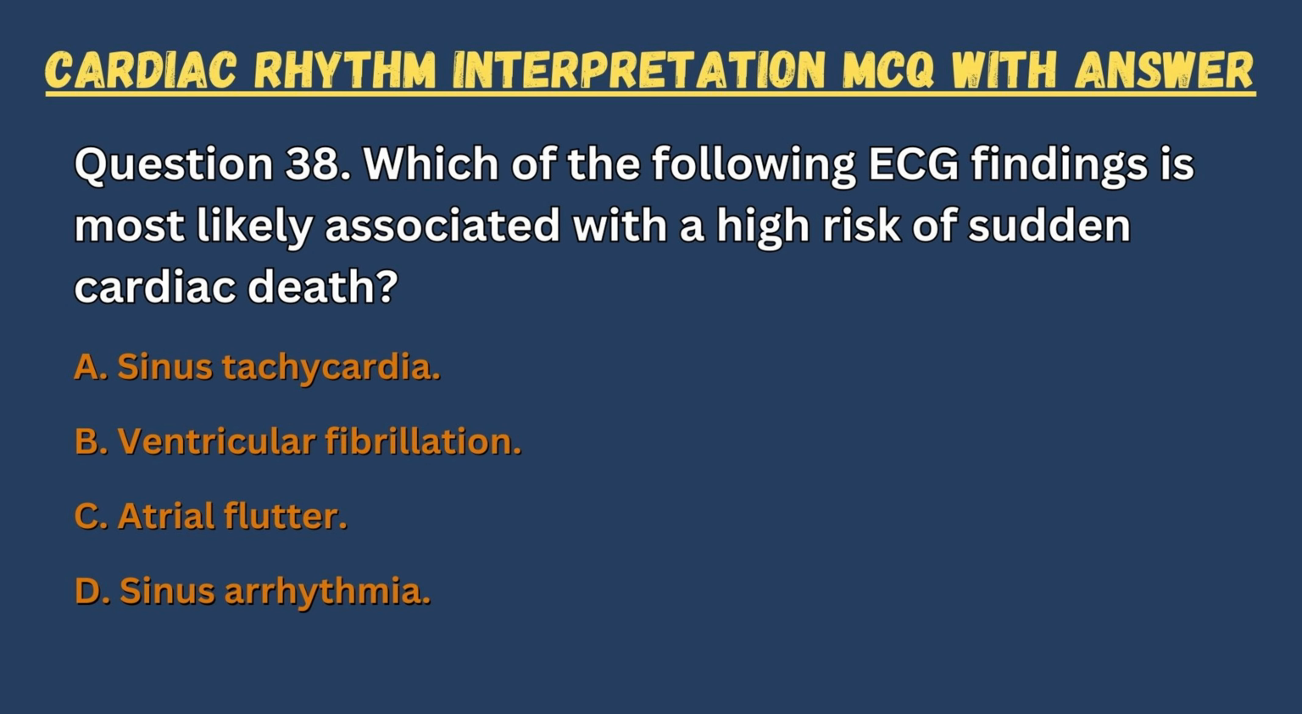Question 38. Which of the following ECG findings is most likely associated with a high risk of sudden cardiac death? A. Sinus tachycardia. B. Ventricular fibrillation. C. Atrial flutter. D. Sinus arrhythmia.